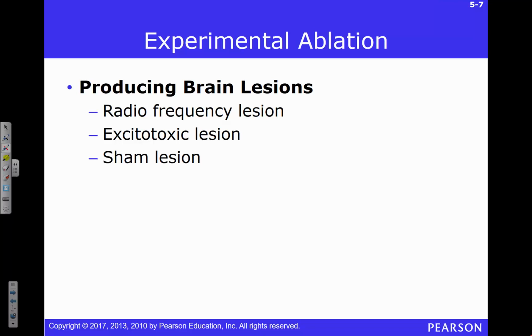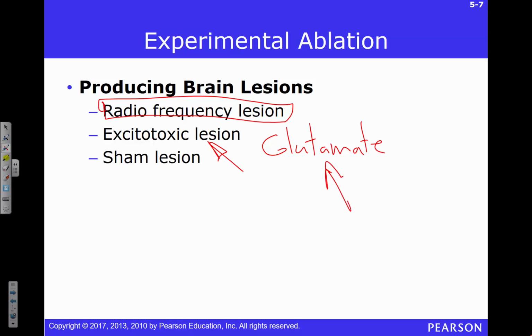There are a couple ways that we can go about doing this. One of these is using radio frequencies. So there you go, right? Just crank up your radio next time you want a brain lesion. It doesn't exactly work that way, but you can use radio frequency. What's more common is using what we call excitotoxic lesions, right? How many of you remember that discussion about glutamate? We talked about glutamate being that excitatory neurotransmitter. Later, when we talk about seizure disorders, we'll talk a bit more about glutamate. We'll talk about how that could lead to cell death in seizure disorders, if those cells become overexcited.